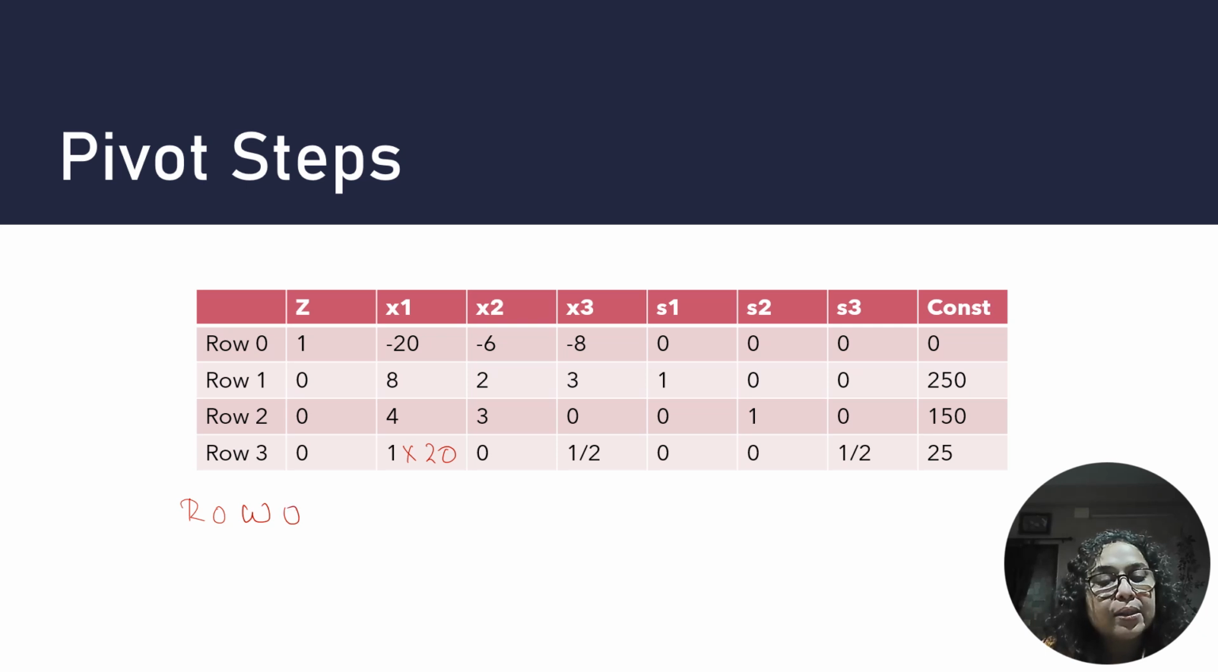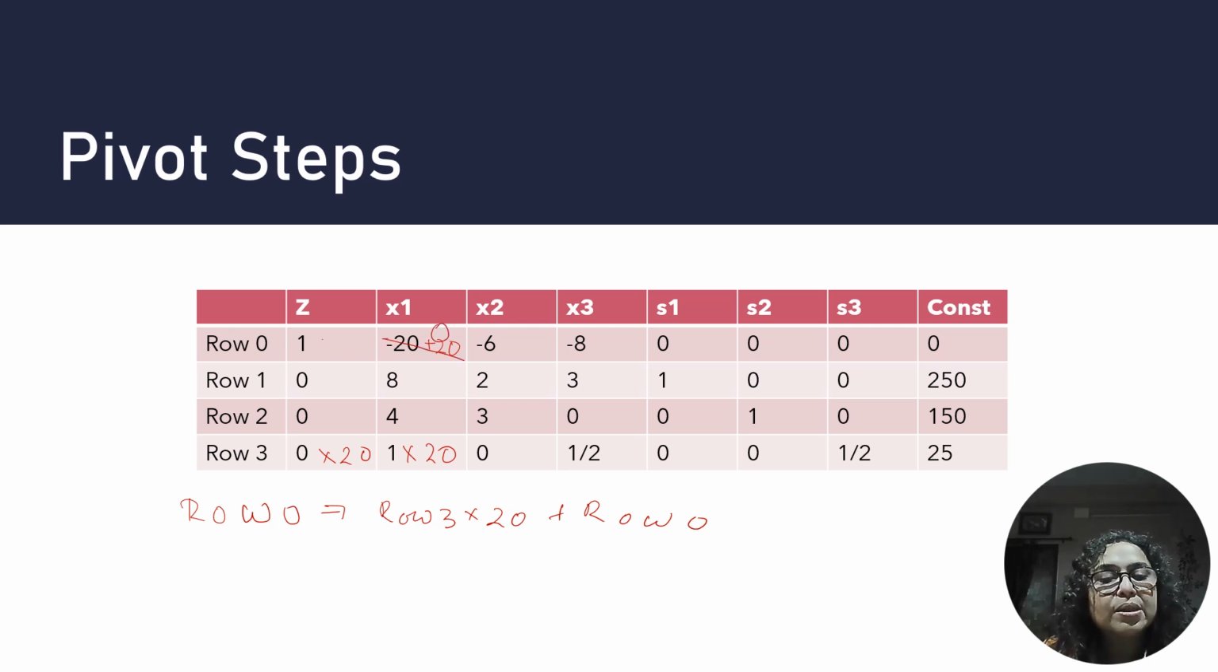will change. This will become 20 times row 3 plus row 0, right? So if I multiply this with 20 and it remains 0, there is no change over here, it remains the same. In this case, I multiply this with 20 and I add this 20 over here, so this becomes 0.